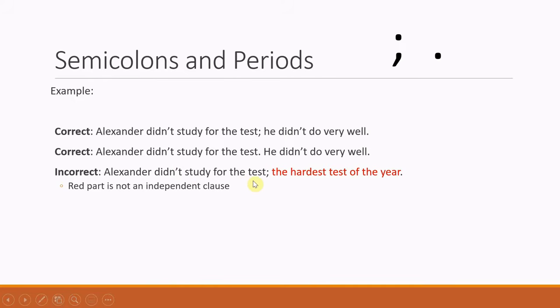Alexander didn't study for the test, the hardest test of the year. In this case, I went ahead and put the problem part in red. This is a dependent clause, not independent. The hardest test of the year does not have a verb. It's not a complete idea on its own, so I cannot put a semicolon in between these two clauses. What you're going to find is you need a comma, not a semicolon or a period.